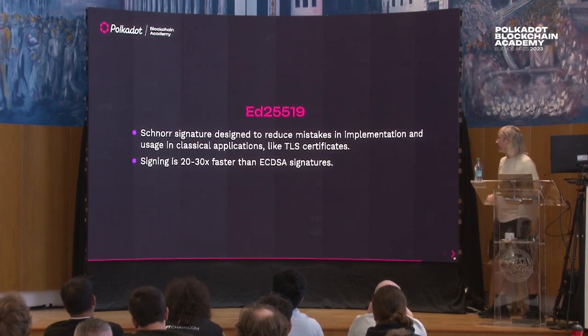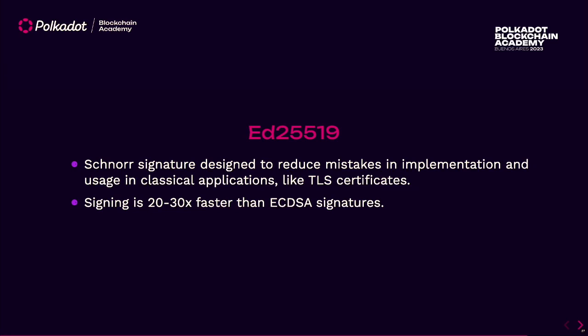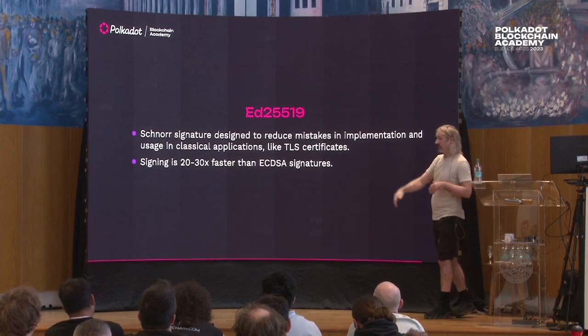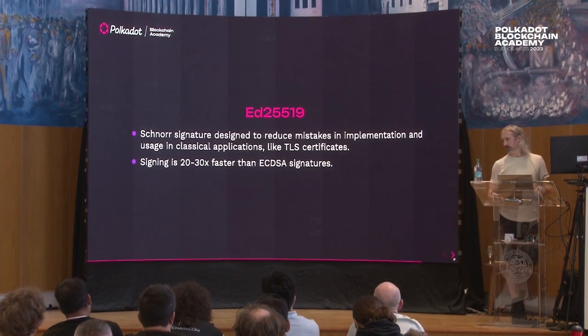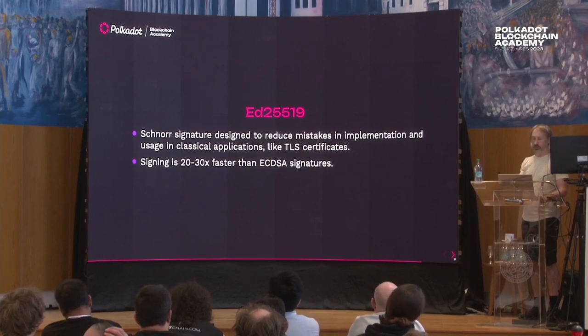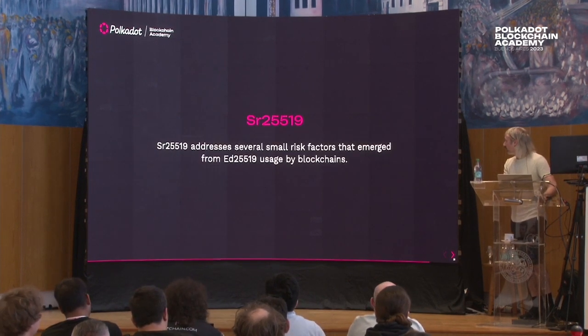Ed25519 uses the Edwards curve, that's the Ed part, and it uses Schnorr signatures to do its signatures. It's pretty fast, like 20 to 30x faster, a pretty good speed up. And it's a bit more useful for doing some more exotic things, like threshold signatures.